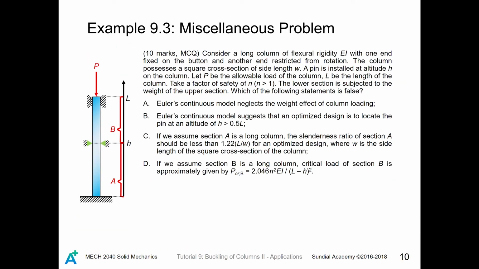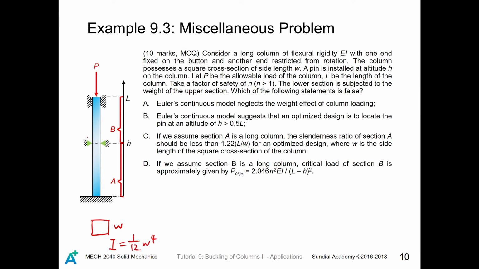So here is another question talking about your concepts. Consider a very long column of rigidity EI. One end is fixed and the other end is restricted from rotation. The column has a square cross-section of side length W. Then the moment of inertia will be 1/12 of W to the power 4.